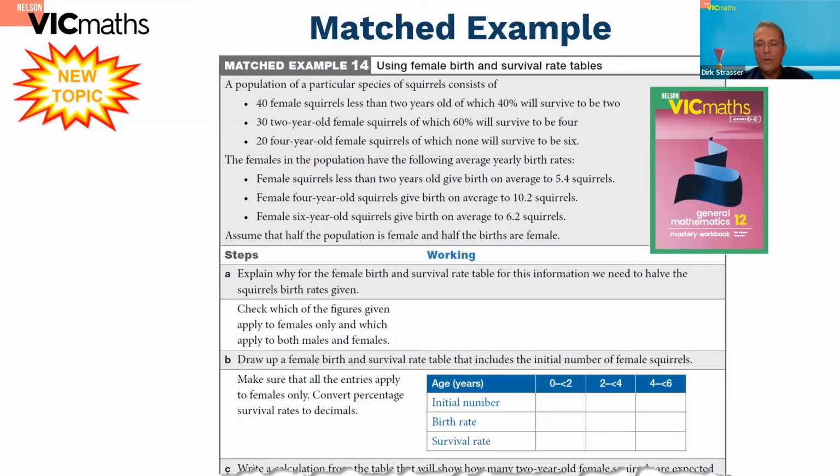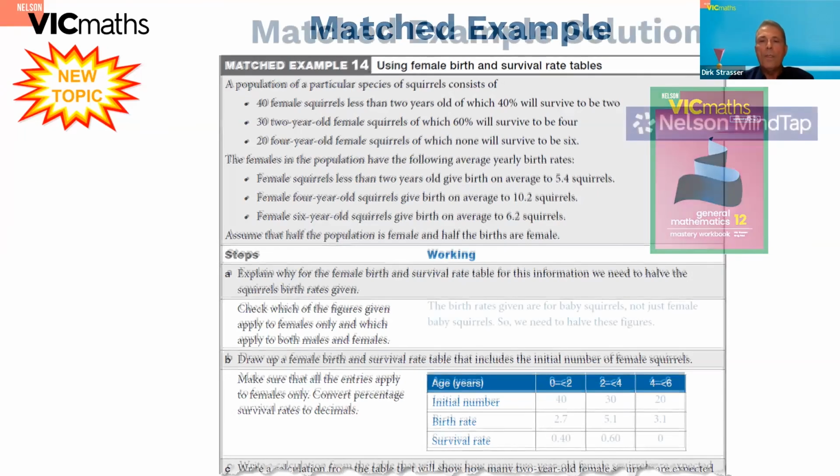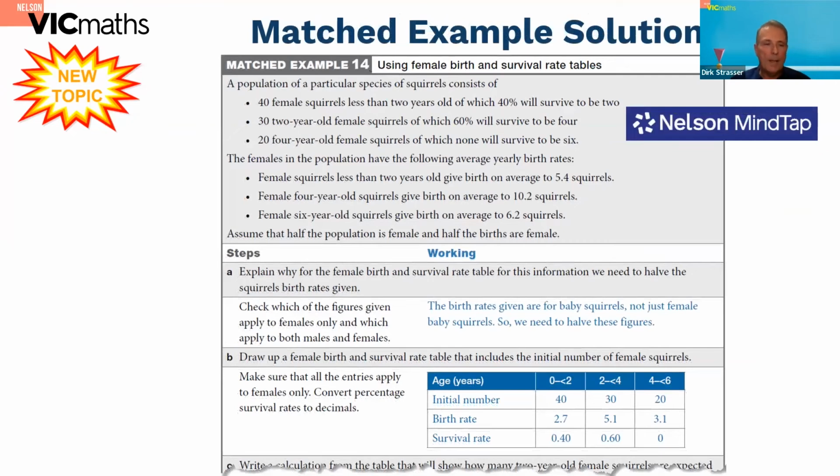But it's a match, so we've got a worked example, the matched example. Also, there are answers to these in the workbook, so they can check whether their final answer's right. But more than that, in Nelson MindTap, which is our brand new platform that is associated with VICmaths, we have the full solution. So at every step, what they should be writing.